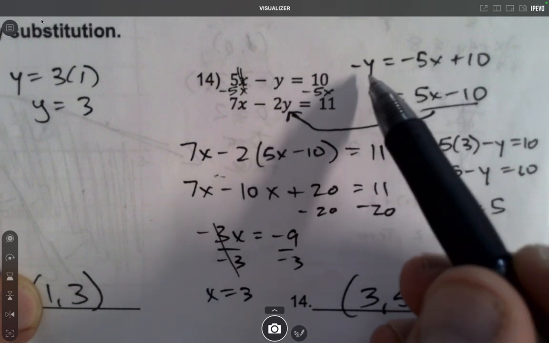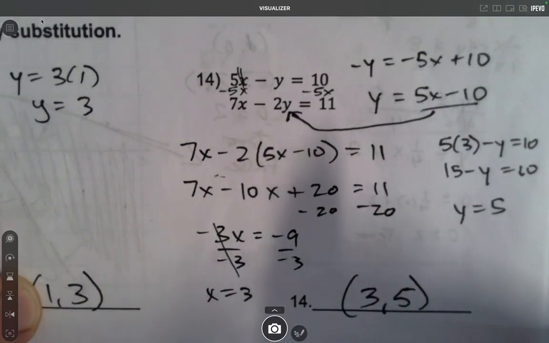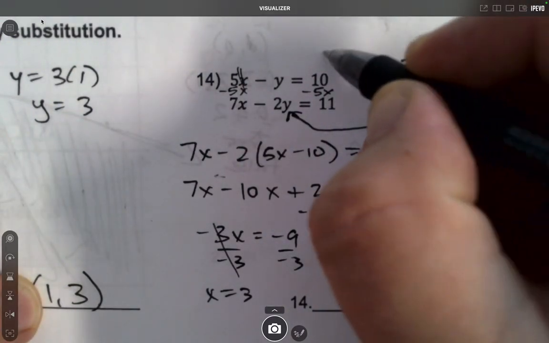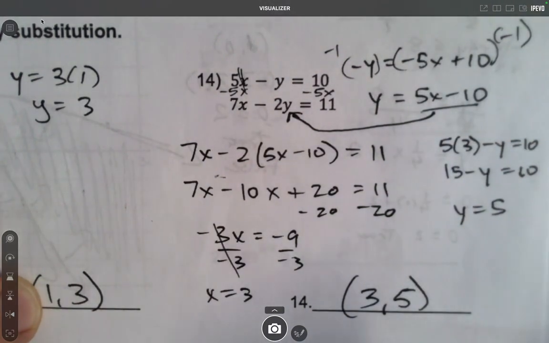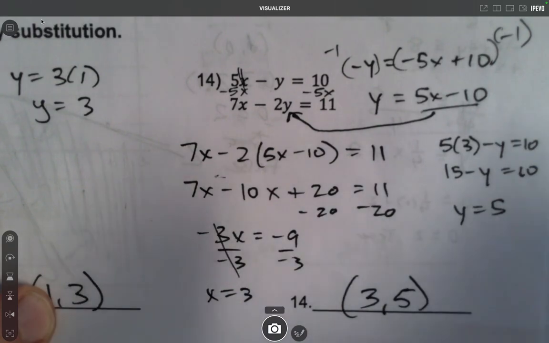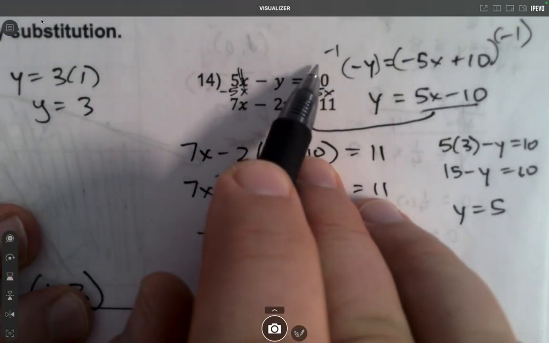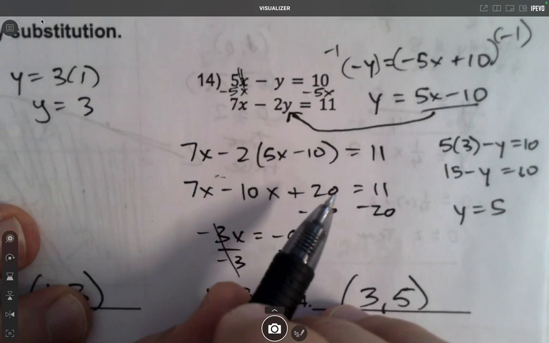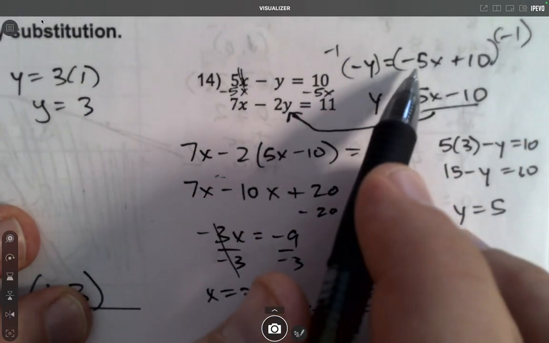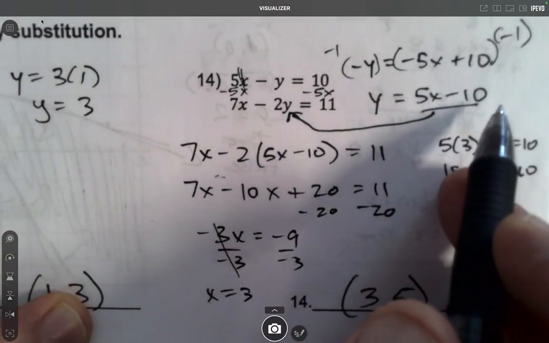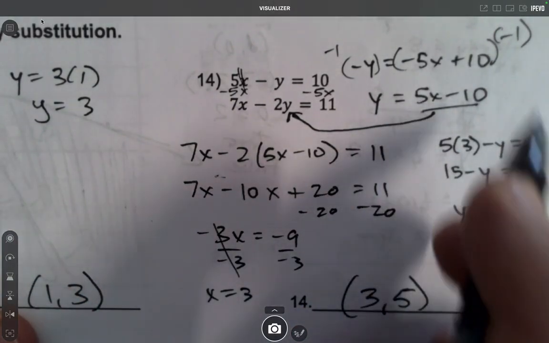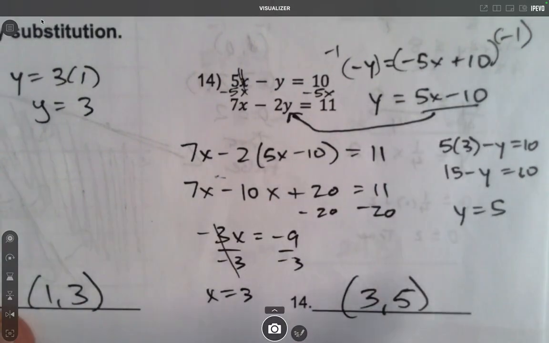But I can't have it be a negative y, I need it to be a positive y. So I multiplied everything on both sides by negative 1. And you can multiply by negative 1 or divide by negative 1. The result is the same either way. So negative 1 times negative y is positive y. Negative 1 times negative 5x is positive 5x. Negative 1 times negative 10 is negative 1 times positive 10 is negative 10.